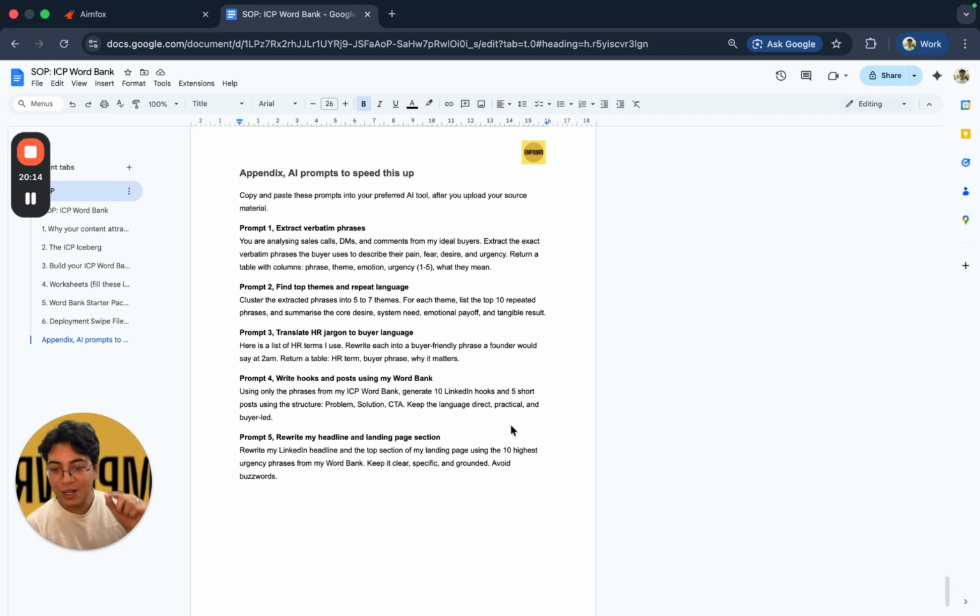Either way, build your word bank first, because once your language is right, everything will start feeling easier and you will have a lot of clarity.